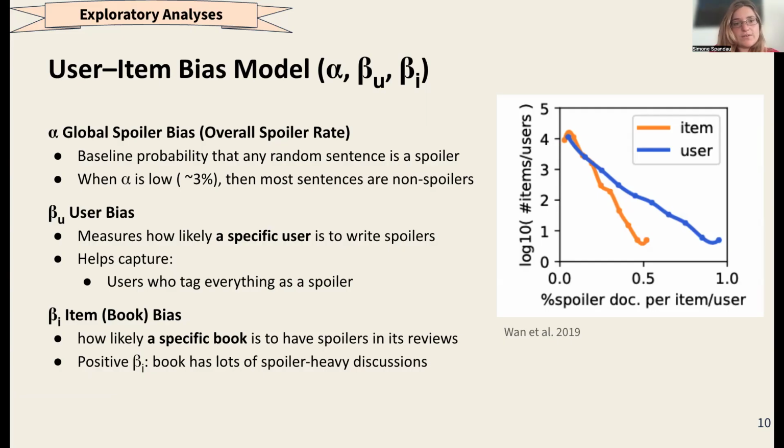First we got a global spoiler bias, which was the overall spoiler rate, about 3.22%. So most of the sentences in the data set are not spoilers. Then we looked at beta U, which is the user bias, which tells us how likely a specific user is to give a spoiler. And then we have beta I, which is the item or book bias. This tells us how likely a specific book is to have a spoiler.